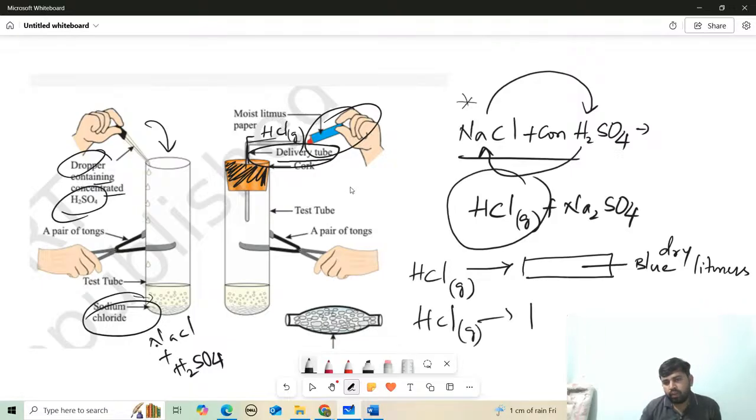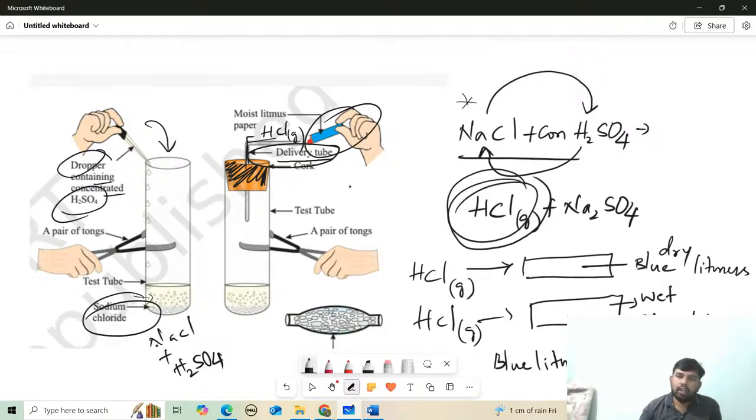Now, instead of dry blue litmus, they are taking wet blue litmus. In which condition? Wet. This acid, HCl, is an acid, right? So HCl will change blue litmus paper into red color, as it is an acid.